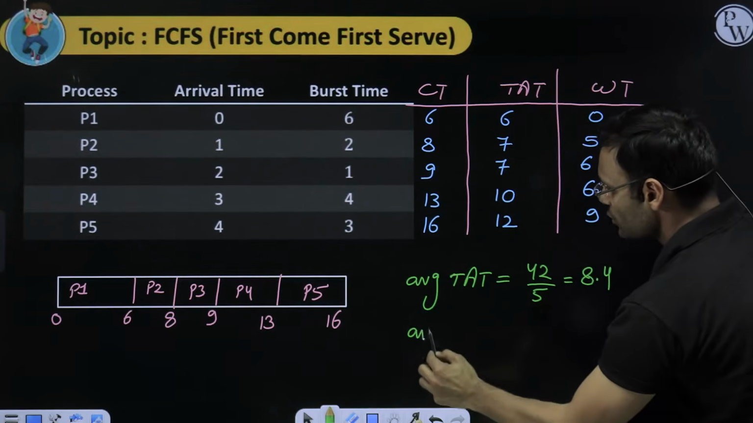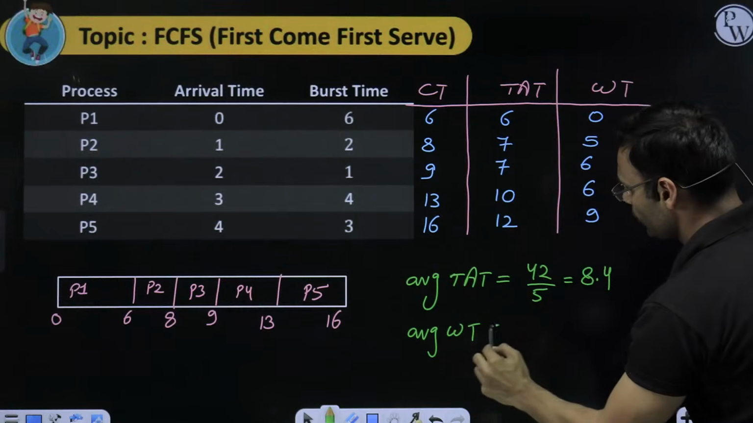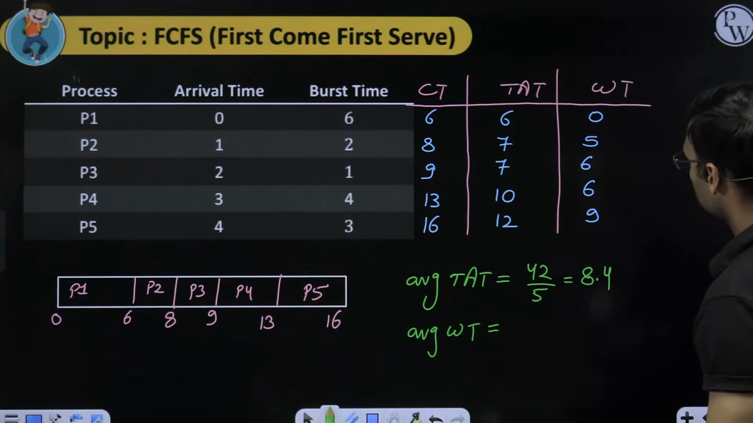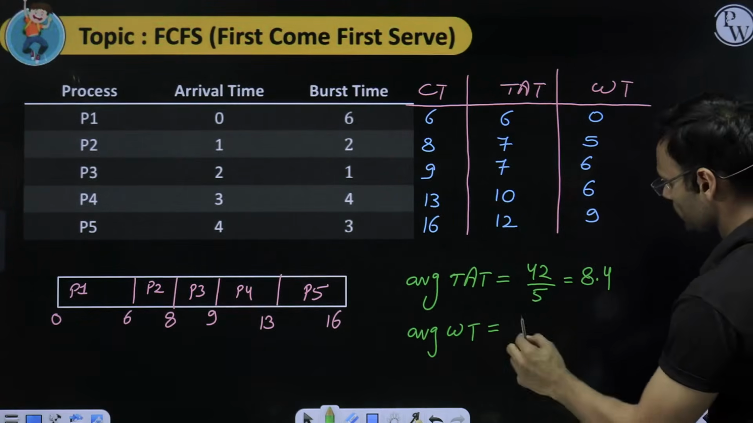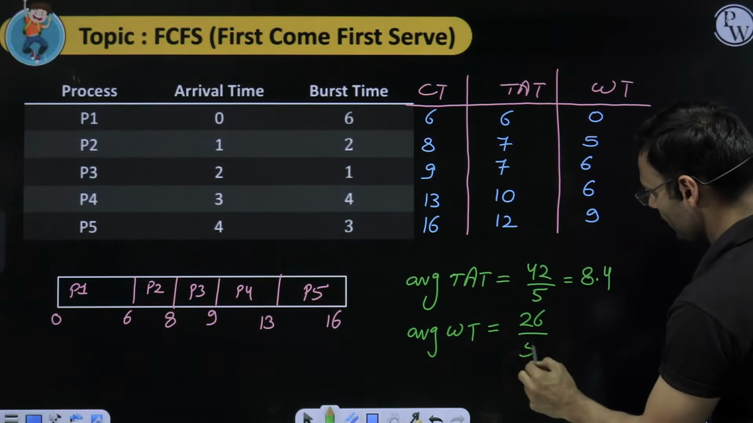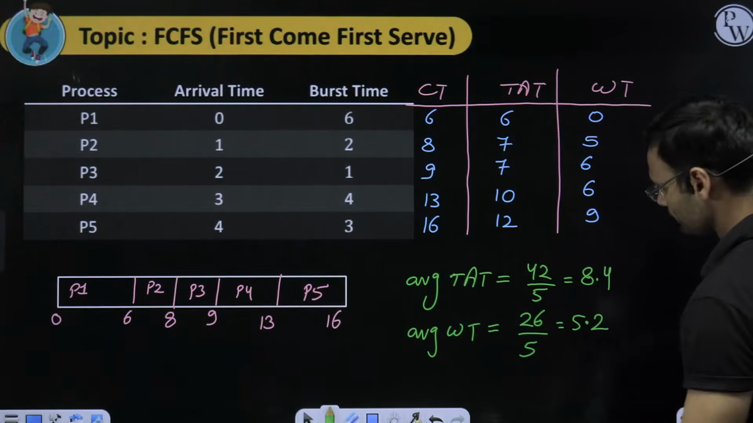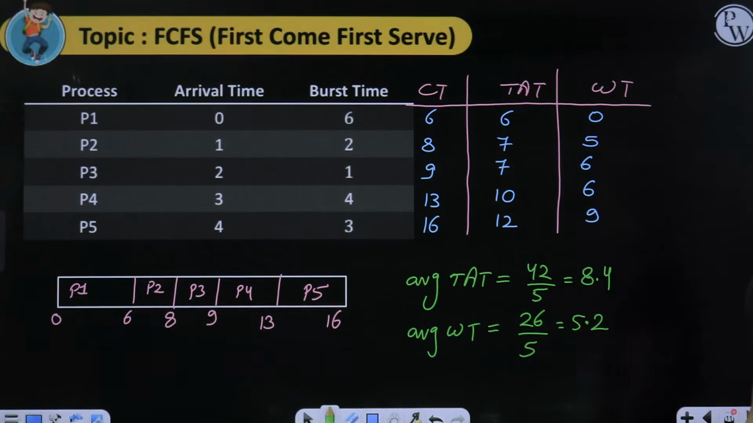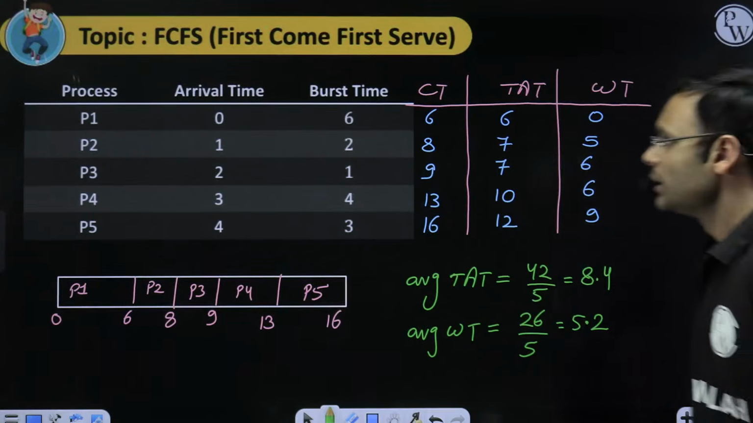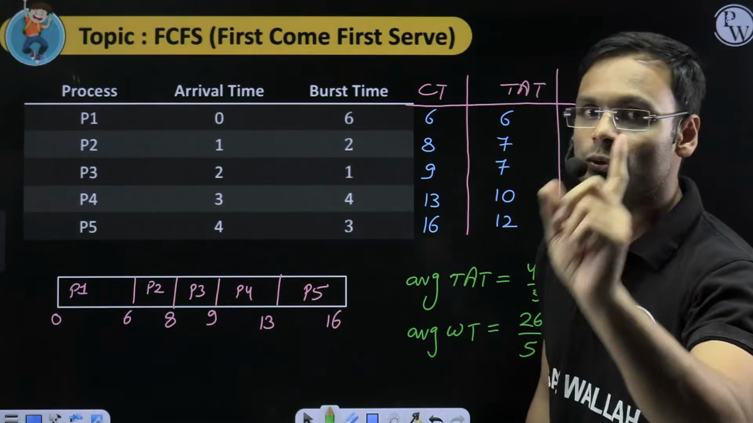And average waiting time is equal to 26 by 5, which is 5.2. Check it out. Okay, now some small things I'll have to tell you.